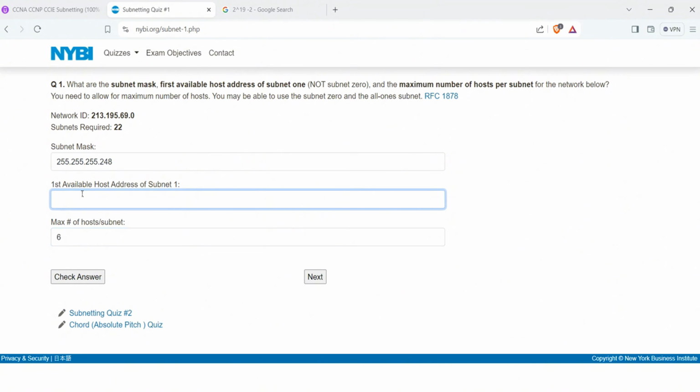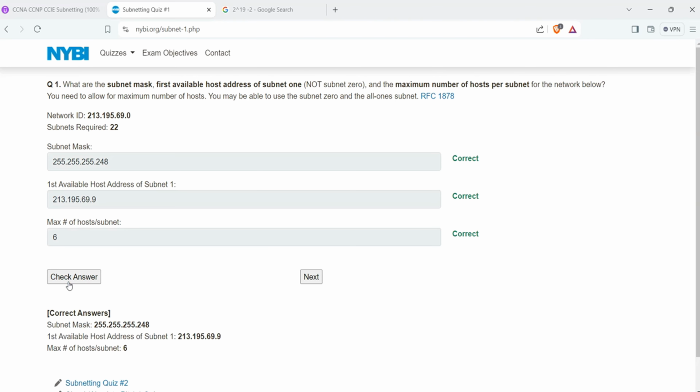Okay. Now, the jump start is 8. 0, 8, 16, and so on. Forget about subnet 0. Subnet what? 8. So what is the first host between 8 and 16? 9. 213.195.69.9. And I'm going to check the answer and take a look. See that? This is how this is actually done. You see, little by little, folks, you'll start subnetting in your head.